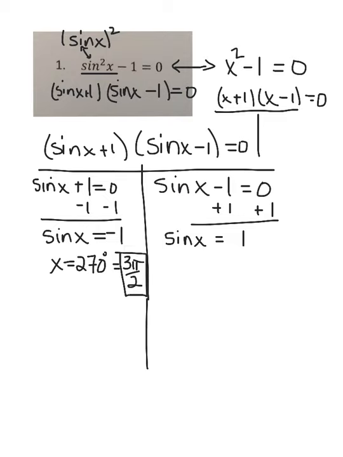And there's your answer. Okay, we're going to do the same thing here. What angle has a sine that's positive 1? And again, look at your unit circle, and that would be 90 degrees, which we know is pi over 2. So there are your two answers.